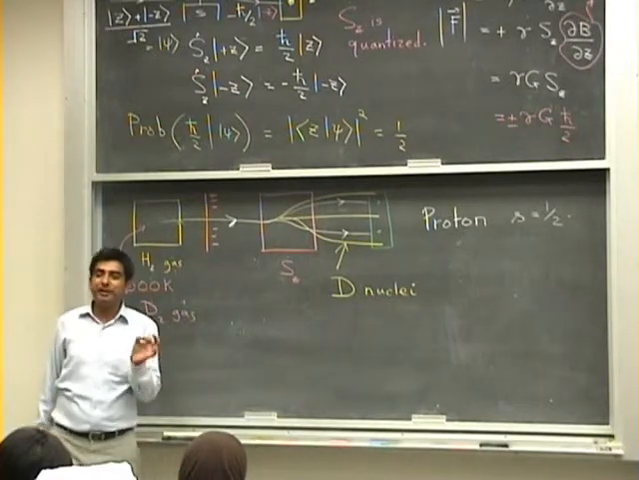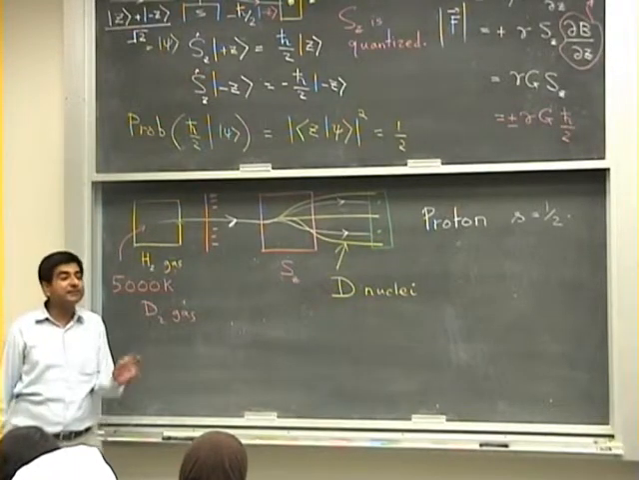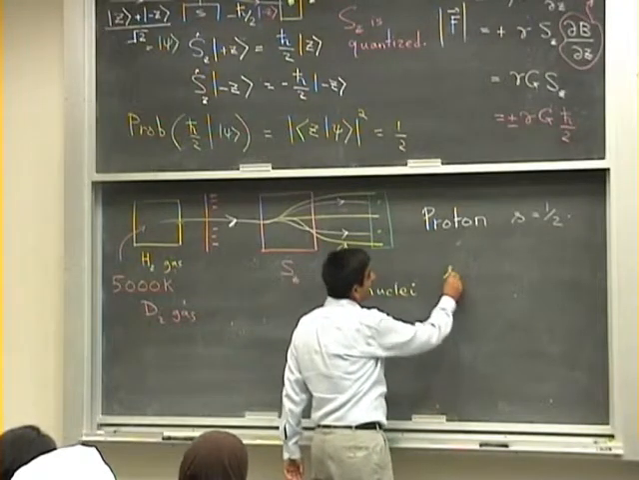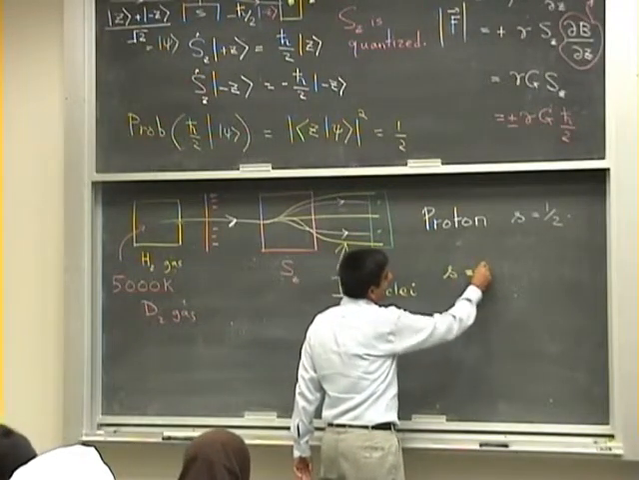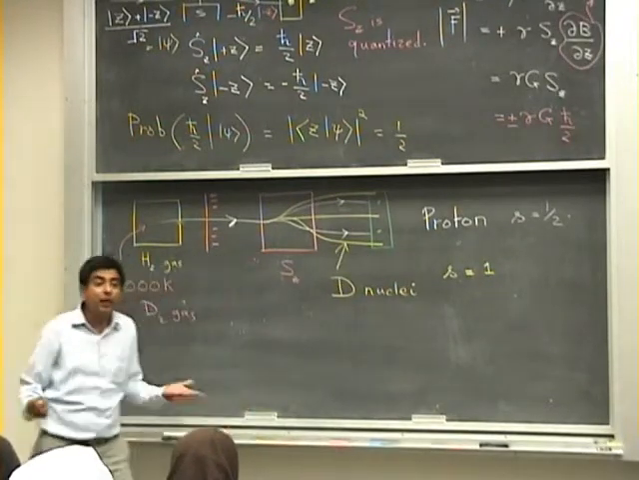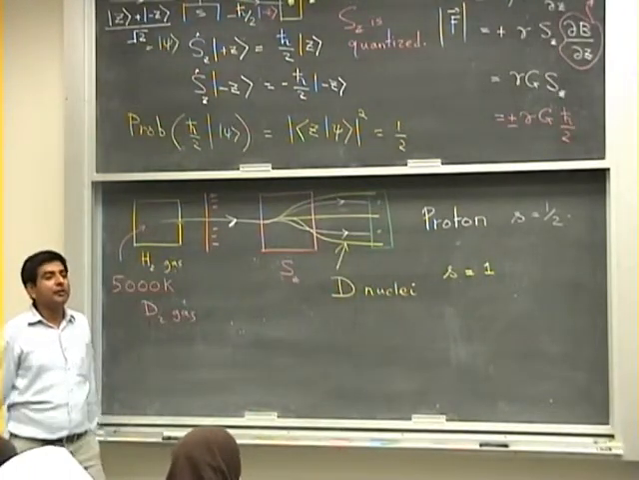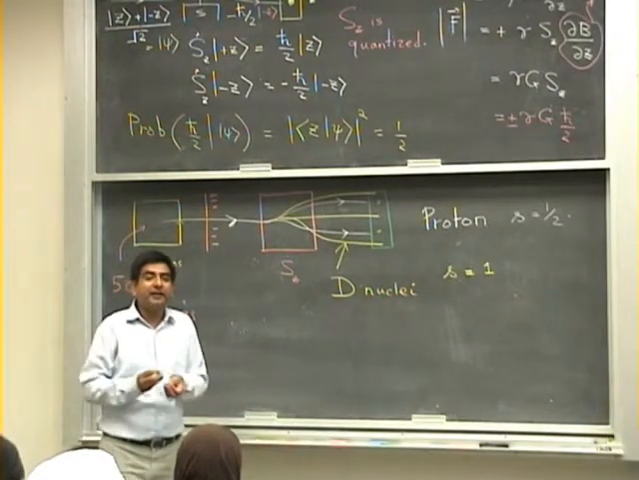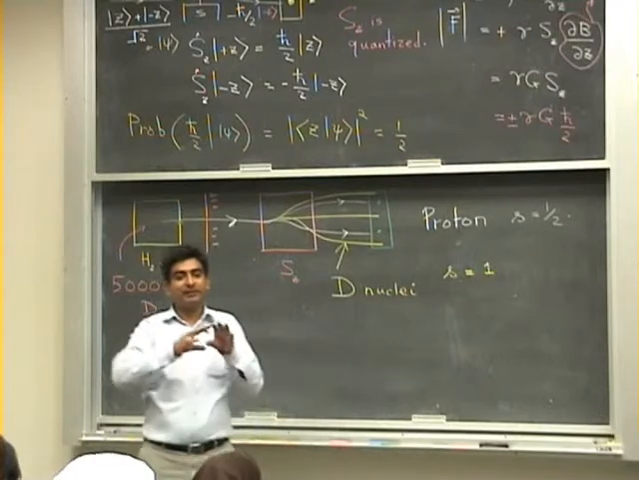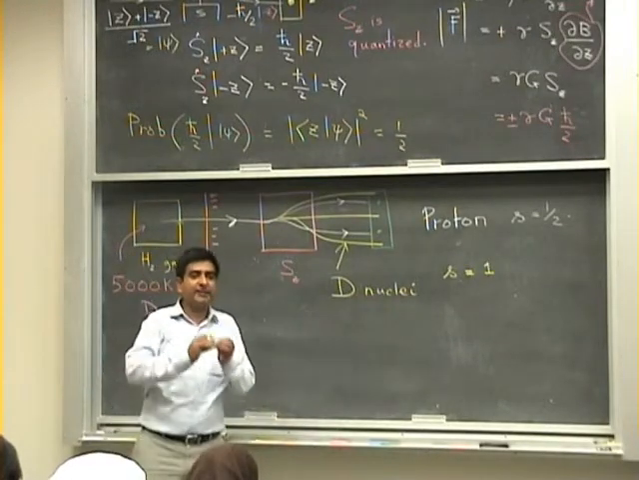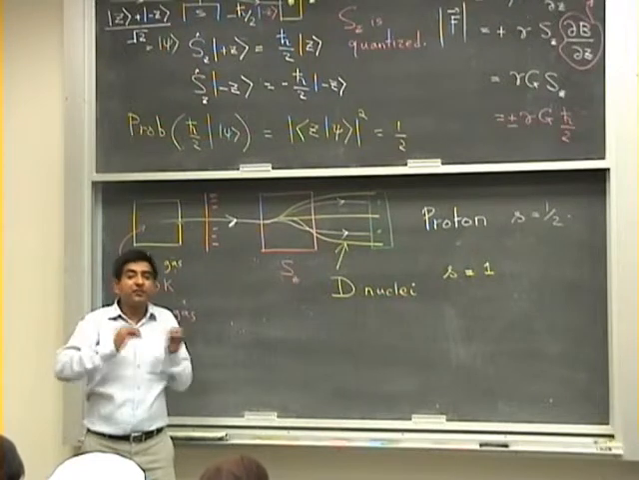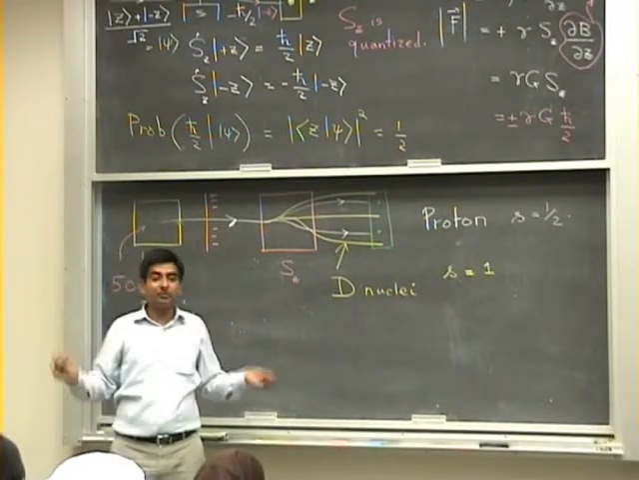So each deuterium nucleus is in fact a spin 1 particle. S equals 1. It's not a spin half particle. It's a spin 1 particle. So particles, whether they are elementary particles like electrons, leptons, or conglomerates like nuclei, have a certain spin or a certain angular momentum.